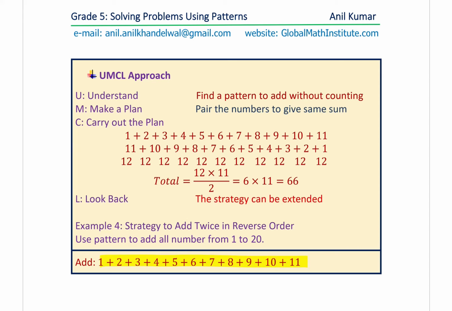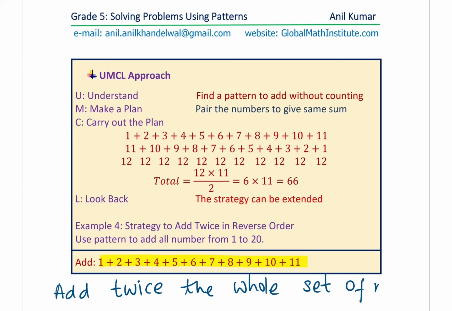Now, here the approach is to add twice. In fact, when you pair two numbers, correct? Why not add the whole series twice, instead of pairing? So add twice the whole series. We can say set of numbers. This is also called a group of numbers.